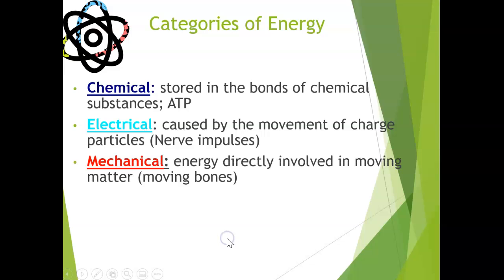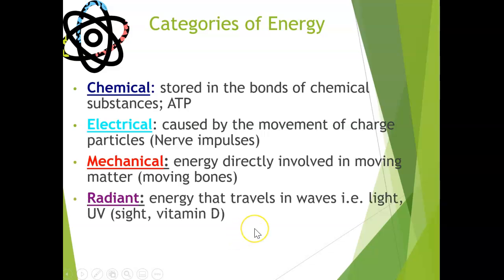We also put energy into different categories based on where it comes from. So chemical energy refers to the energy that's stored in the bonds of chemical substances. So when you have H2O, and we talked about how the hydrogens and oxygens are bonded together, that is chemical energy, the energy in those bonds.